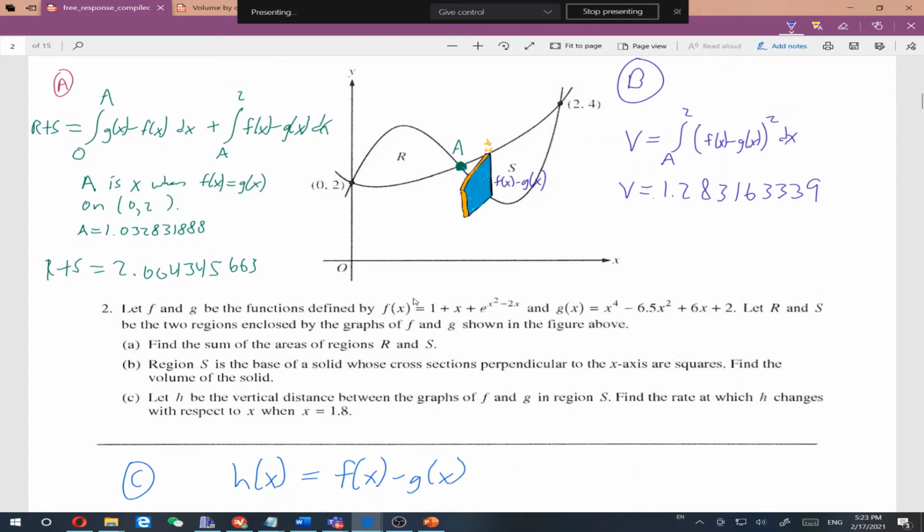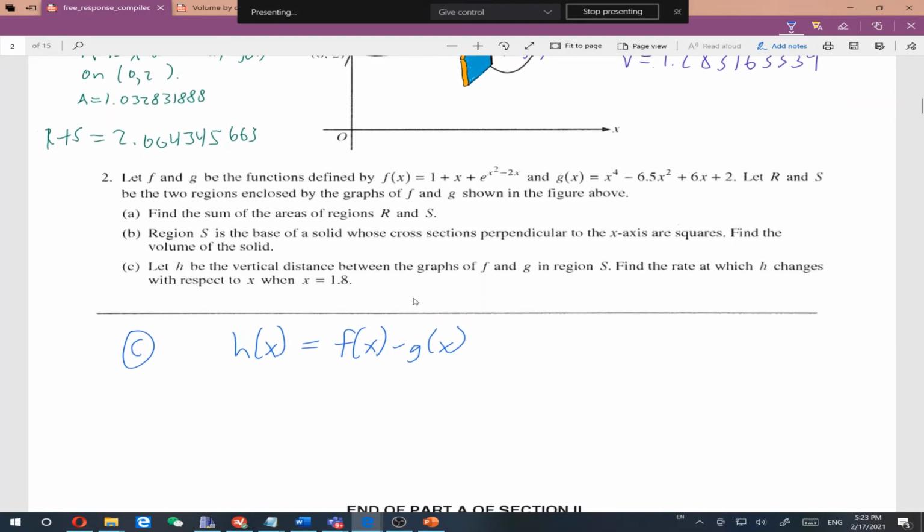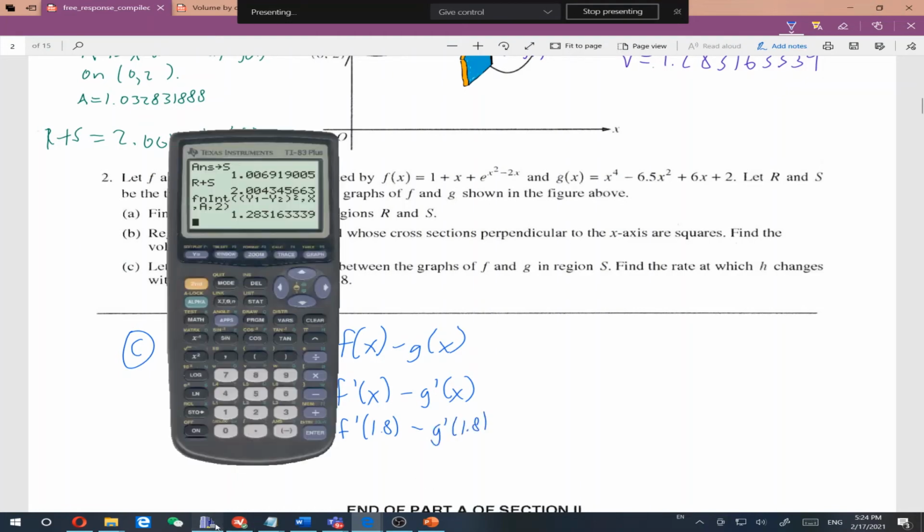Okay, I want to find the rate at which h changes with respect to x. If I want to find the rate at which a function changes, what do I need to do? Derive. Derive. Perfect. So my derivative of h should be equal to what? Derivative of f(x) minus derivative of g(x). Perfect. And I need to do that when x is 1.8. So this is h prime 1.8 is equal to f prime at 1.8 minus g prime at 1.8. And we'll go into the calculator and calculate those derivatives.